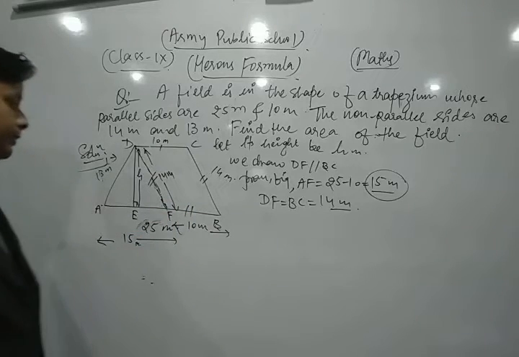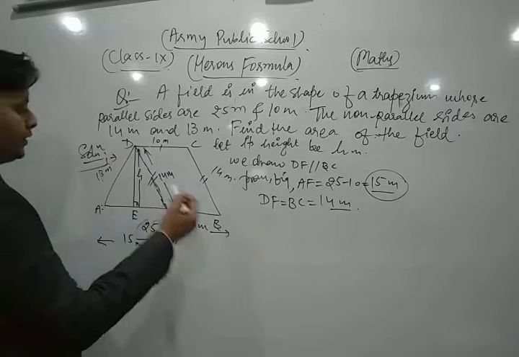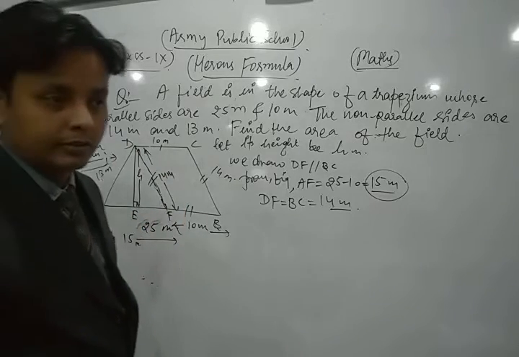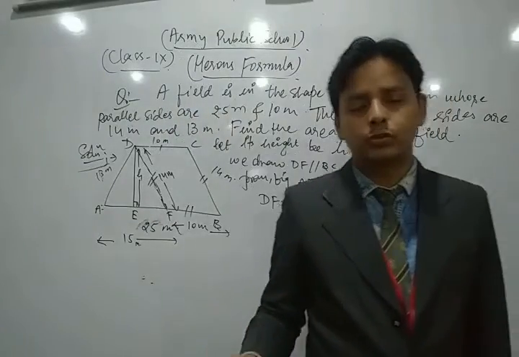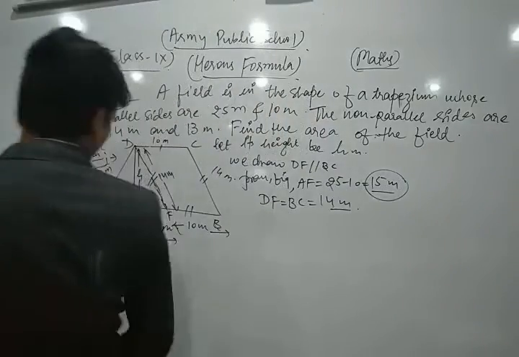So in this way ADF is a triangle in which all of its three sides are given. We have all of its three sides. So we apply Heron's formula for finding the area of this triangle.